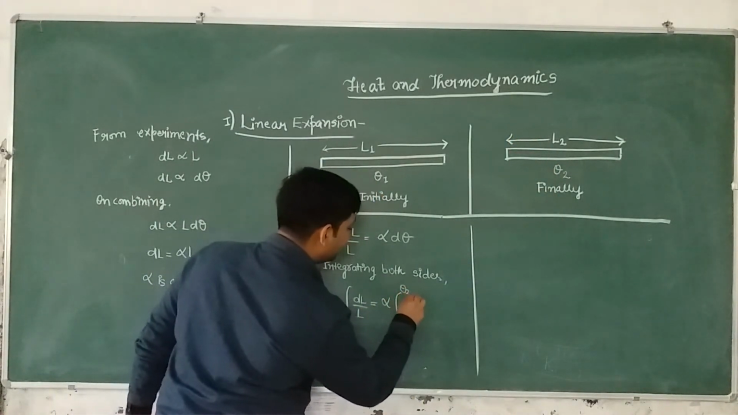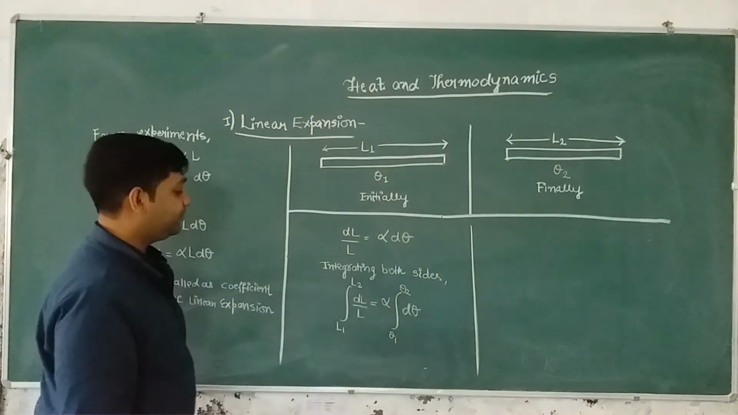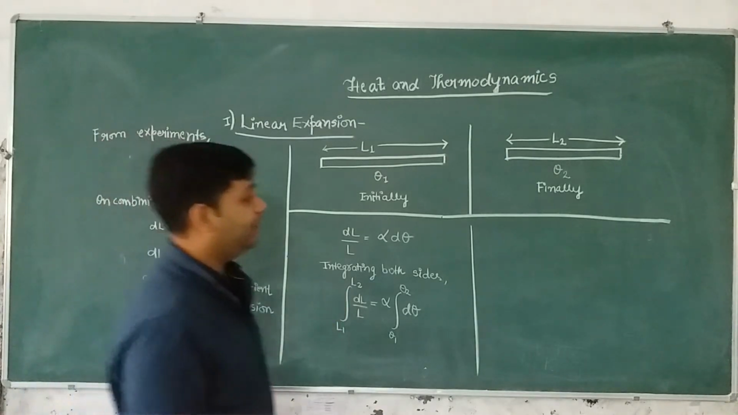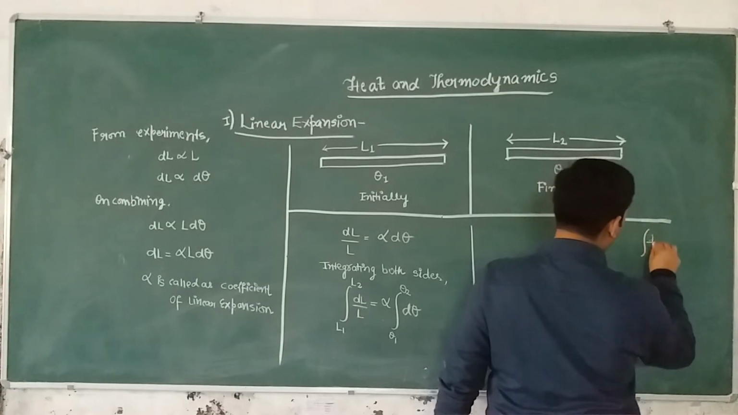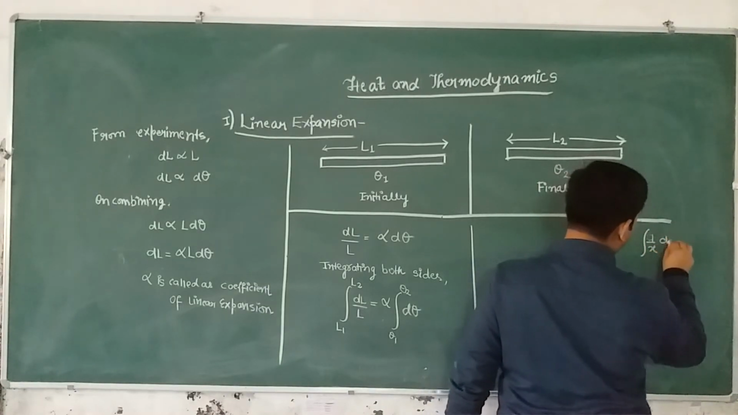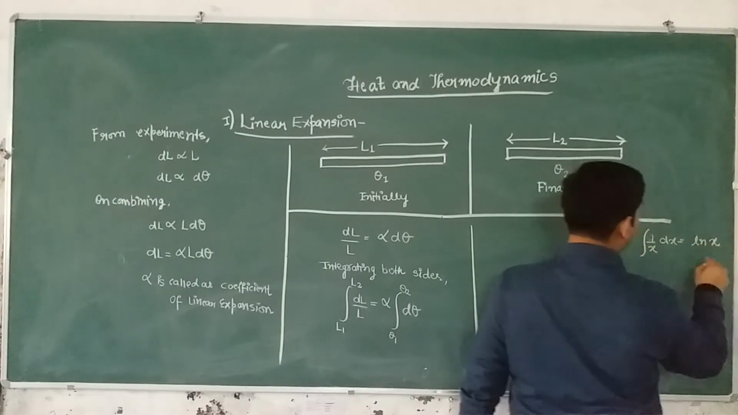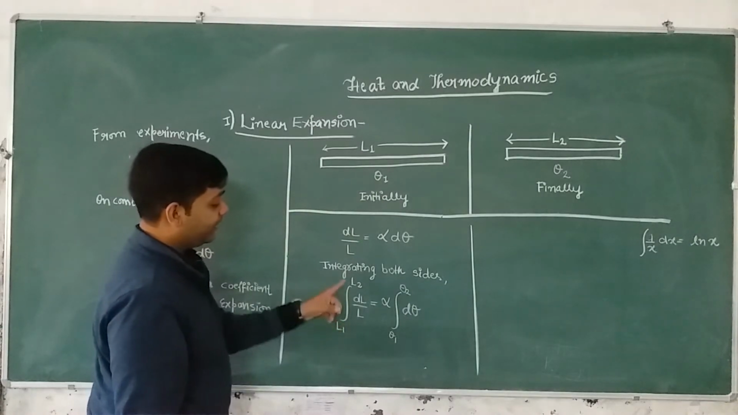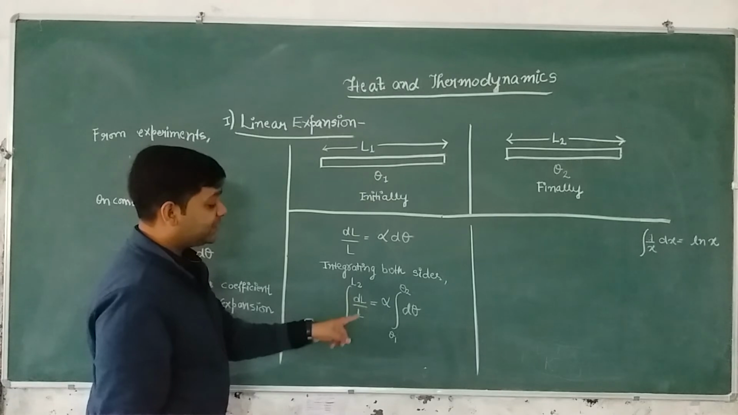So at temperature theta 2, finally the length of rod is L2. Right? And what is this integration of dl upon L? If you know this formula, let me write here, integration of 1 upon x dx is ln x. Natural log of x is the integration of this formula, integration of dx upon x. This is of the form integration of dx upon x.